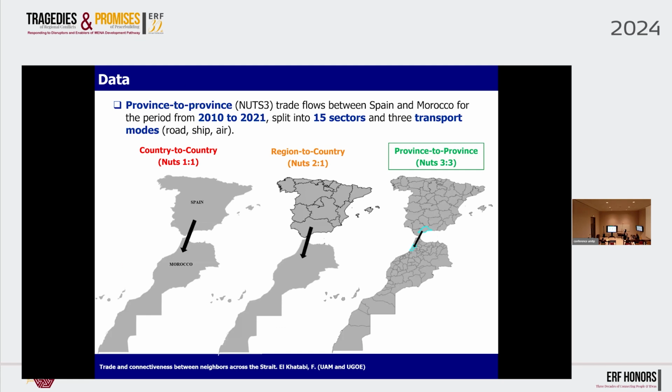From the Spanish view, we can have information regarding some regions to Morocco as a whole. But there is a lack of information regarding some sectors. I mean, there is this lack of data that we talked about before.